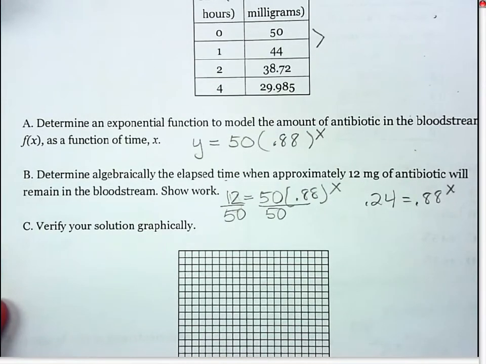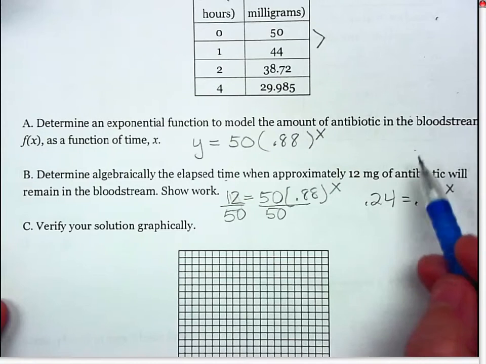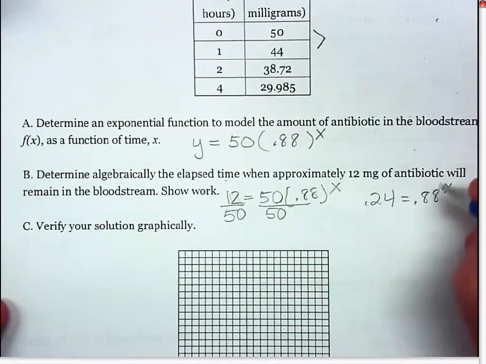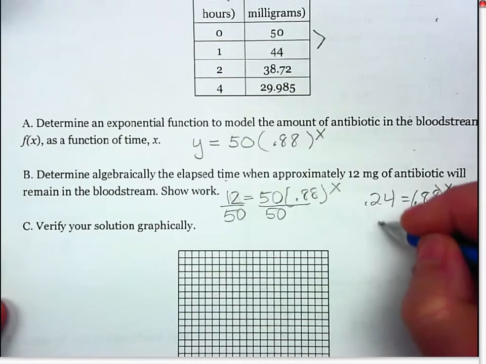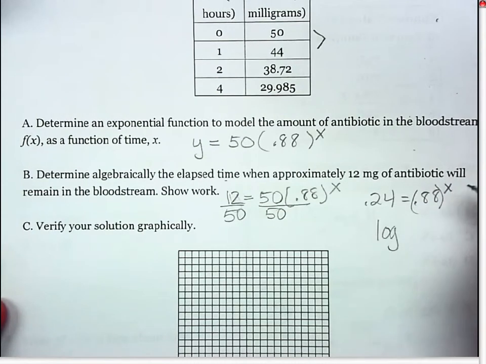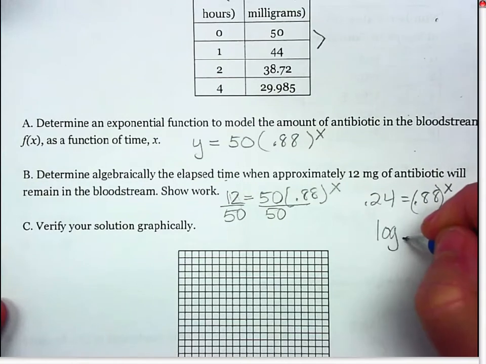The log of 0.24. All right, so now that we have the 0.88 to the x by itself without the 50 in front, we can rewrite this as a log. Anytime you have an x in the exponent, you're going to have to use logs to find what x is. So we're going to do log base what? Now, what's your base here?